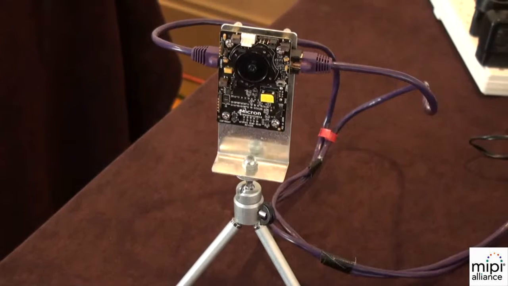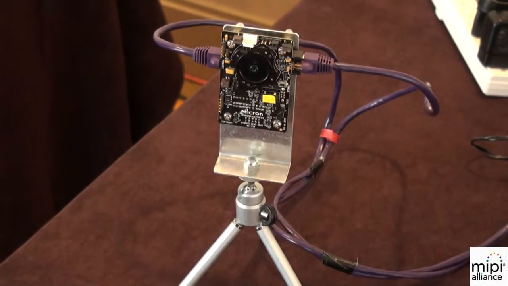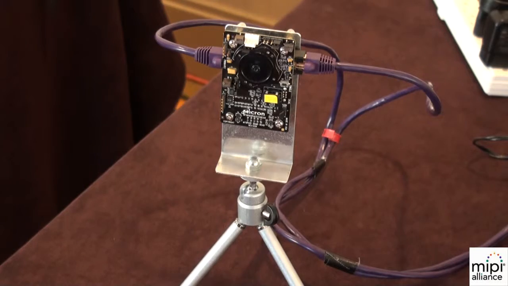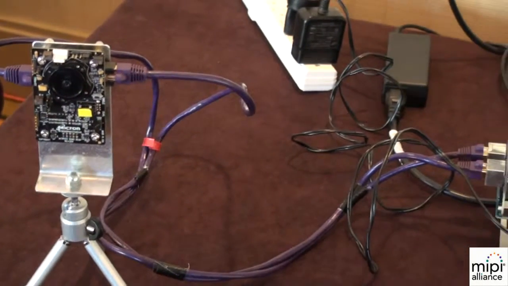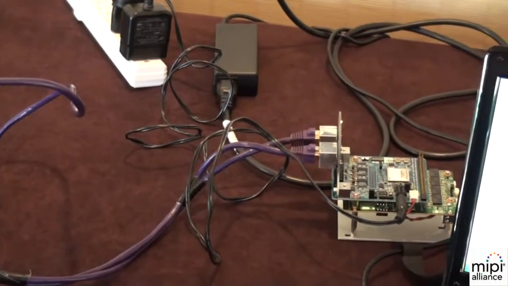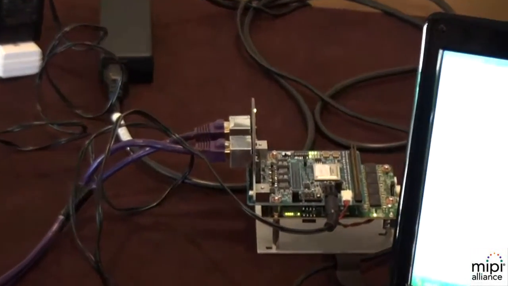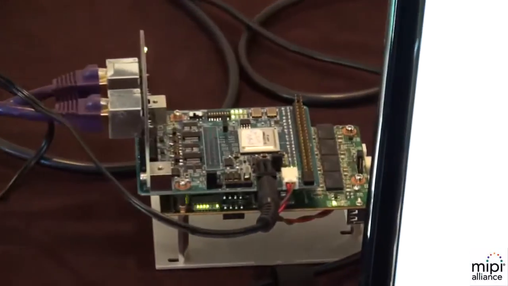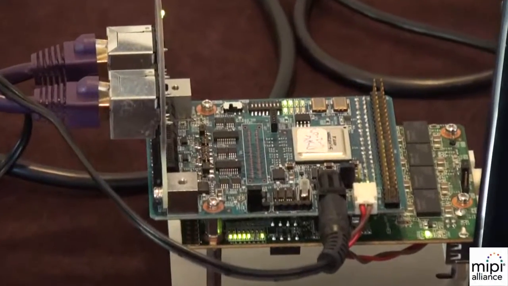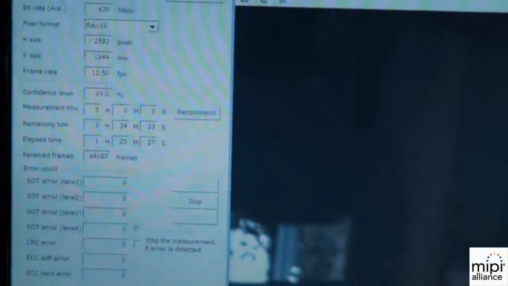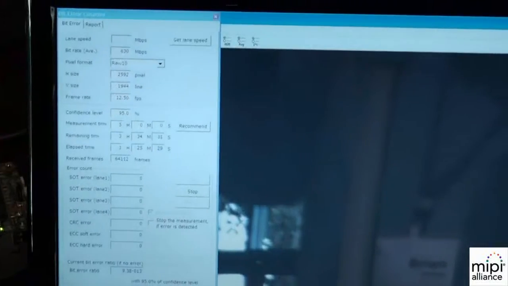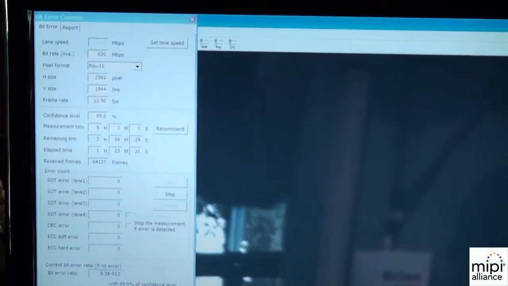Now we see a CSI-2 camera. It's an Aptina 5 megapixel camera. It's connected via CSI-2 on cables to our IP, which is right now located in an FPGA. The analog part of the PHY is in discrete components. And it's connected to a PC via USB, and we are counting errors and calculating bit error rate.